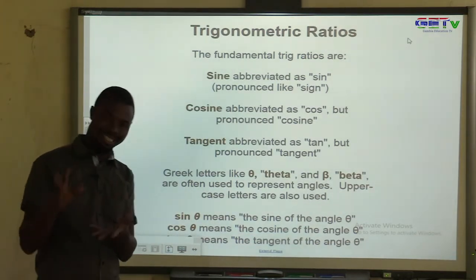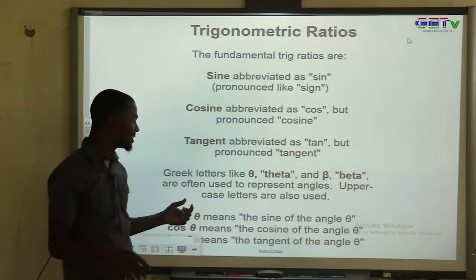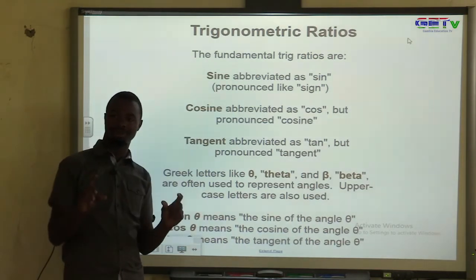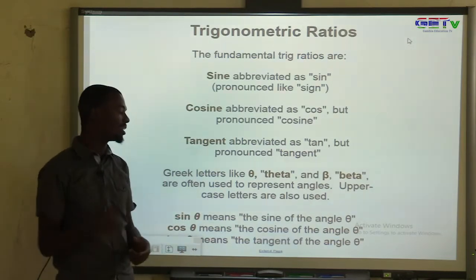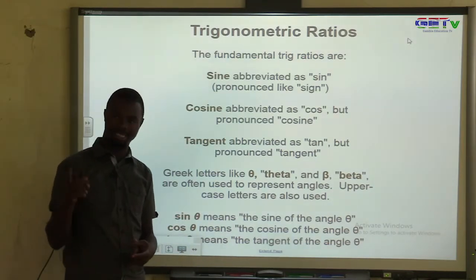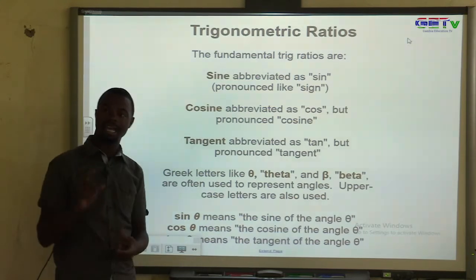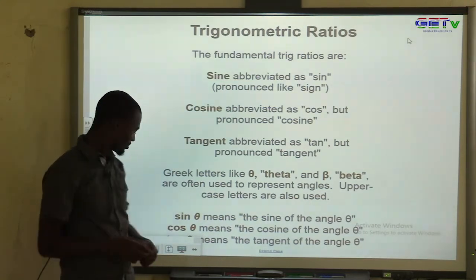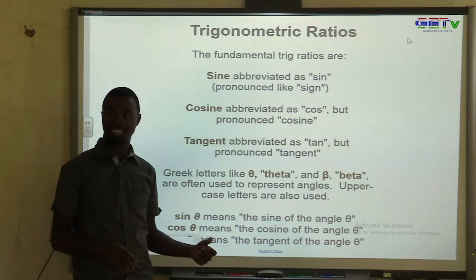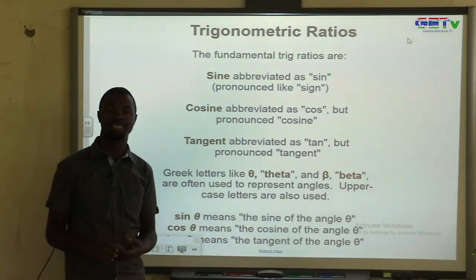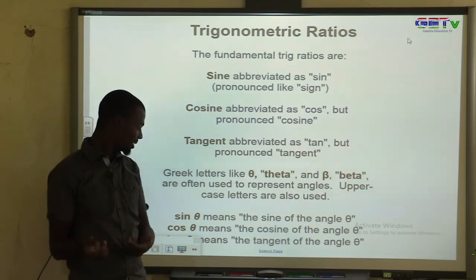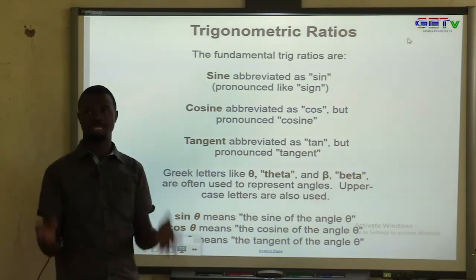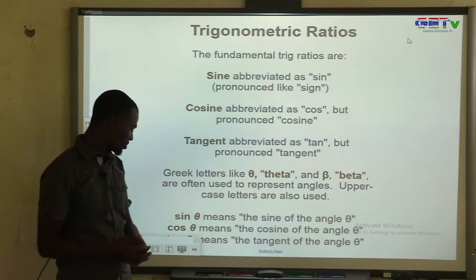When the angle is theta, sine theta means the sine of the angle theta. If it is cos theta, the angle is still theta, and this means the cos of the angle theta. Remember, theta is just a symbol and it can represent any angle.